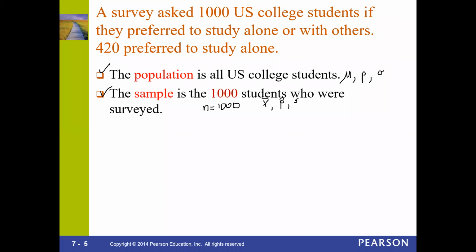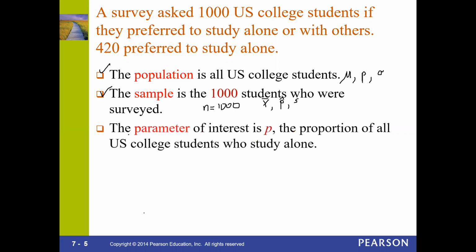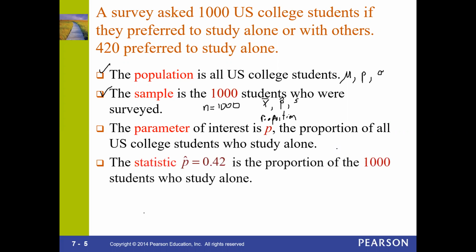Now, let's talk about the parameters one more time. Here, this one says the parameter of interest is p. Now, they're talking about proportion here. Whenever it's p, it means proportion. So the parameter p is the proportion of all US college students in the United States. We can find it, but it's going to be hard. The best thing to do is to use a statistic, find p hat.